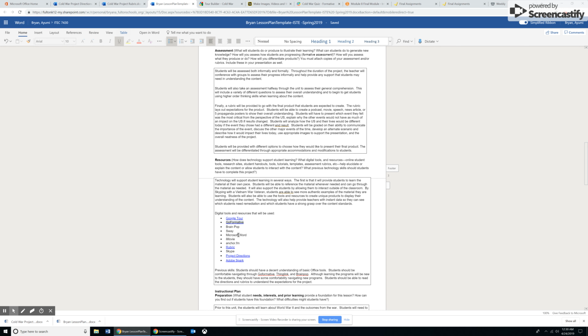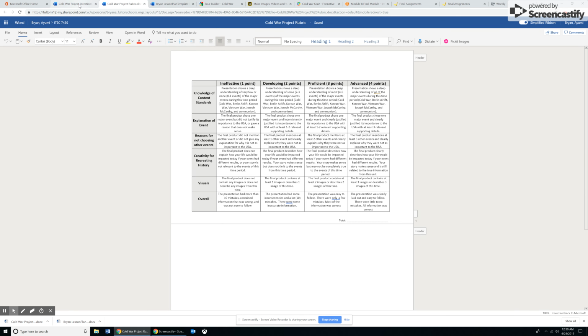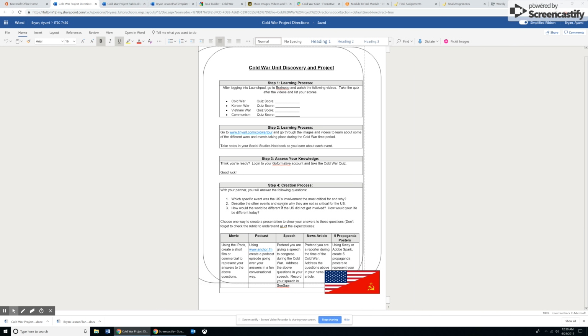So once the students have completed the research portion, this is when they'll move into the project portion. The students can see they have 5 choices for the projects. Now the projects should address the following questions. The students need to work in groups to analyze what specific event was the US's involvement the most critical for and why.